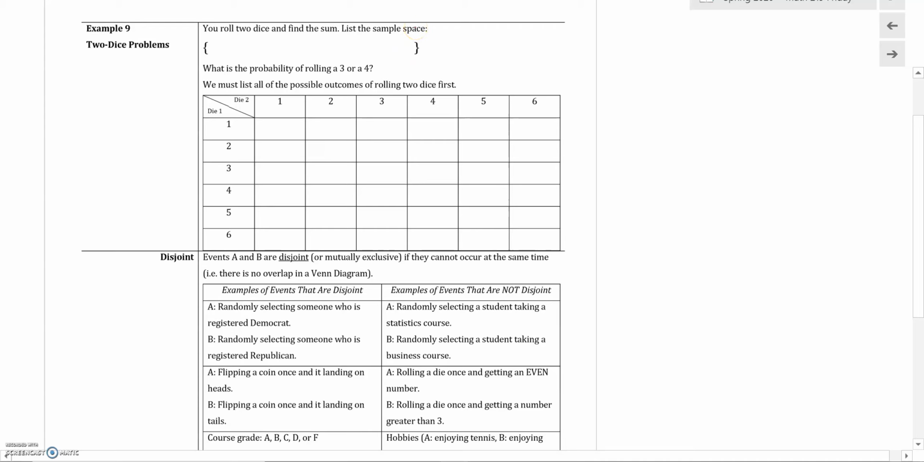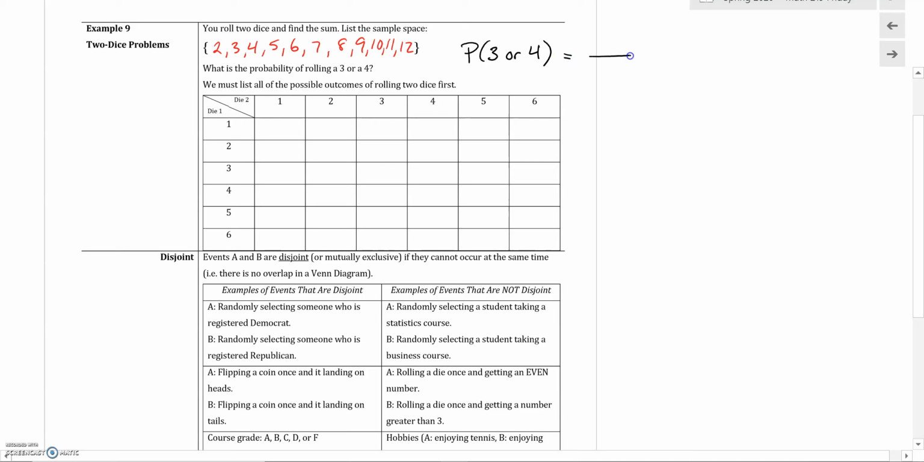If I throw 2 dice down and add up their values, they could add to 2 or 3, 4, 5, 6, 7, 8, 9, 10, 11, or they could add up to a 12. Well, the question they're asking is, what is the probability of rolling a 3 or 4? That's what I'm looking for, the probability of a 3 or a 4.